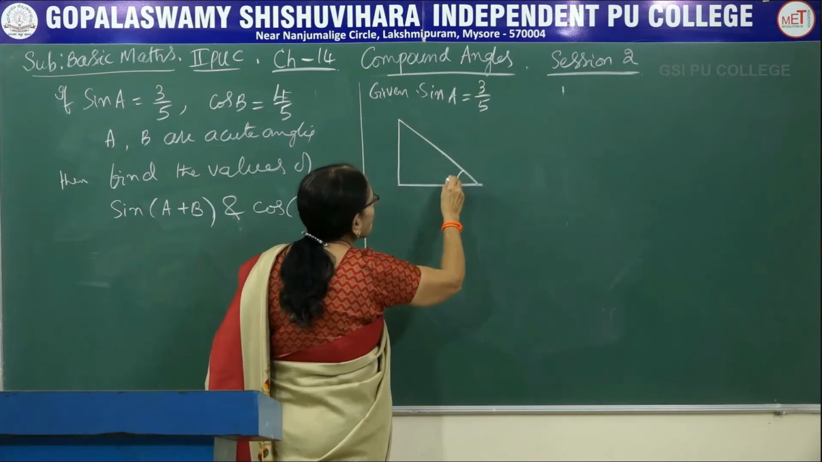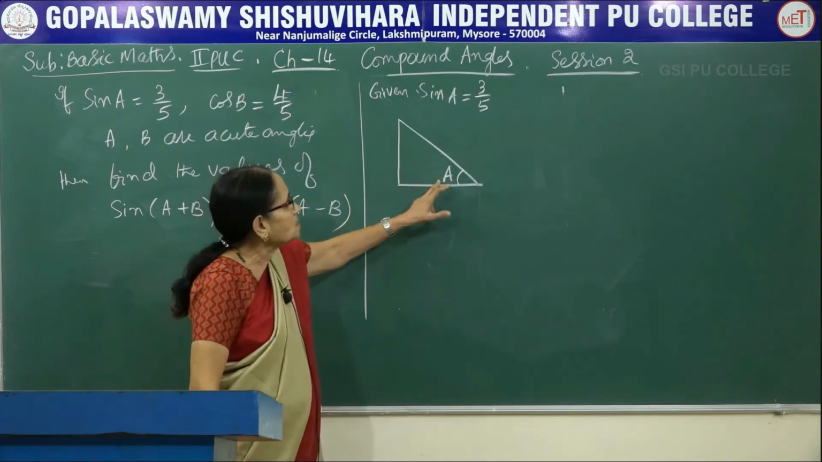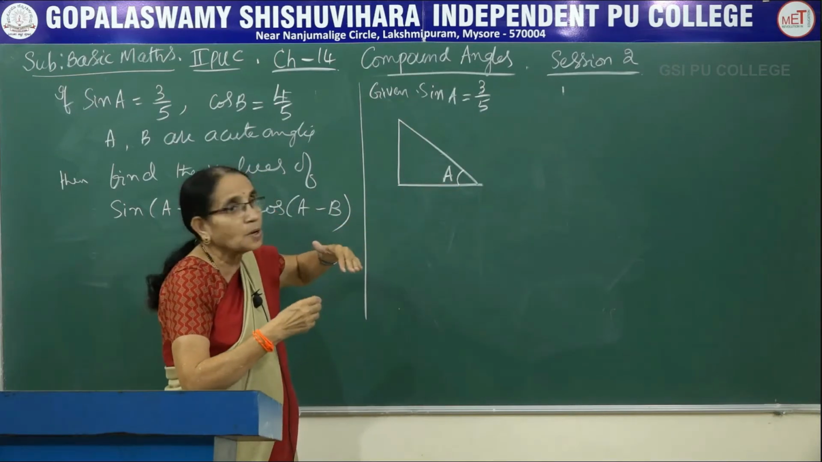Write a right angle triangle. Make it a habit to write the angle. You have to first mark the angle. So this is angle A. Either this or this, preferably the base angle we consider. It would be convenient for us.